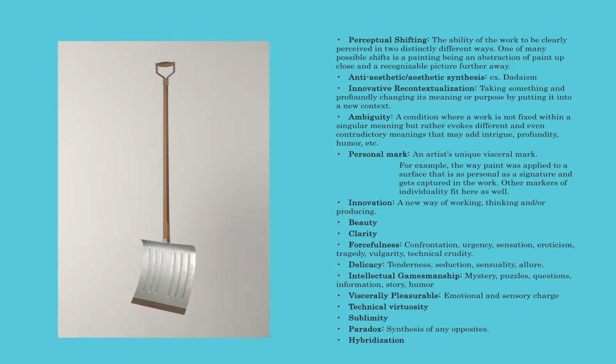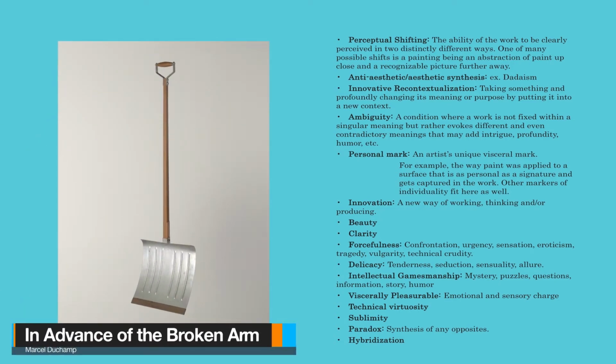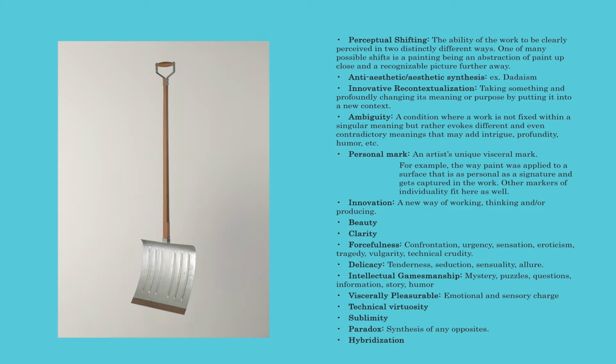This is an example of one of Duchamp's ready-mades, titled In Advance of the Broken Arm. This work dates to August of 1964. It's actually the fourth version after the original was lost in November of 1915. This is a recurring theme with Duchamp's ready-mades.